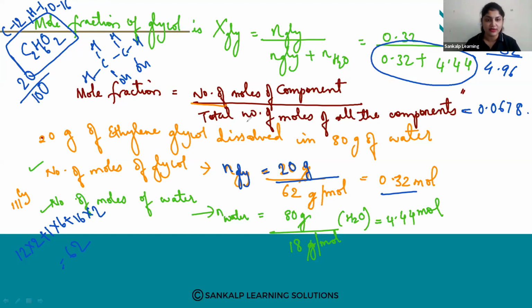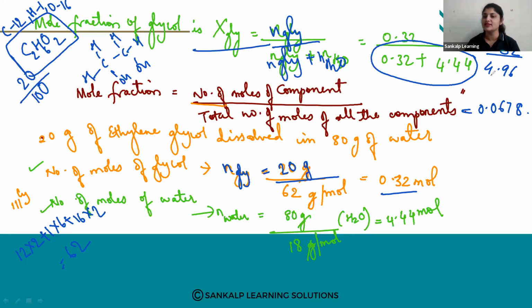Now what they have asked in the question is to calculate the mole fraction for ethylene glycol. Ethylene glycol only they have asked, so you have to take the number of moles of that component, ethylene glycol. So you have to take here 0.32. The mole fraction of ethylene glycol is the number of moles of glycol divided by the total number of moles, that is glycol plus water. So it comes to 0.32 divided by 0.32 plus 4.44.